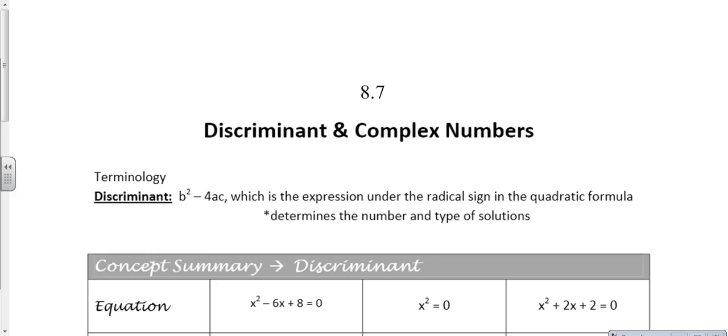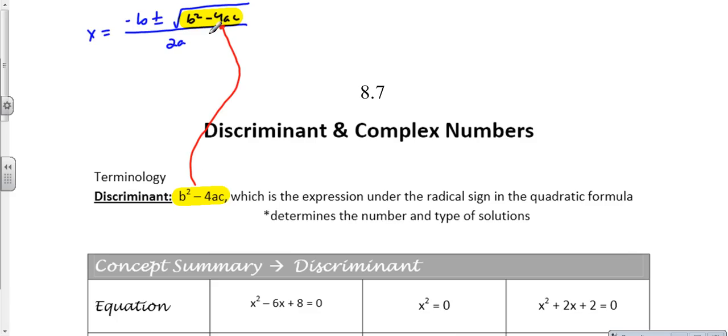Lesson 8.7, Discriminant and Complex Numbers. Now we're going to take a look at the quadratic formula and look at one certain piece of it. Negative b plus or minus the square root of b squared minus 4ac, all over 2a. And we're going to focus on the discriminant, which is what is inside the root. The b squared minus 4ac is called the discriminant, and it is the piece that's inside the root.